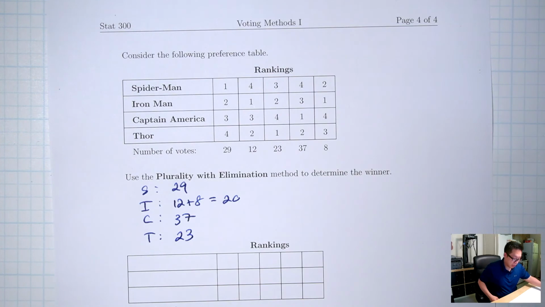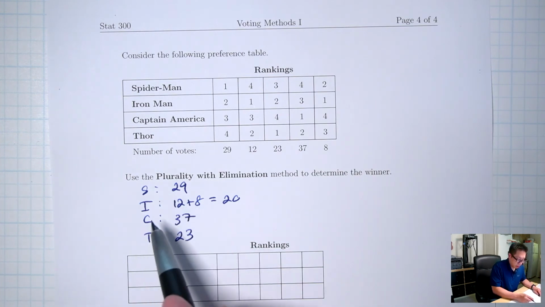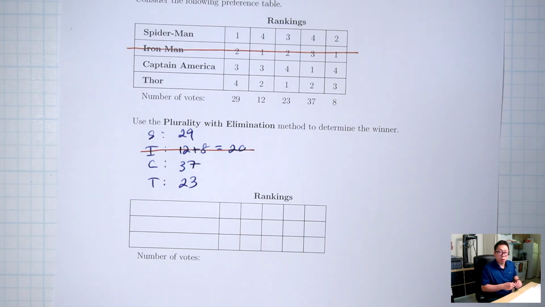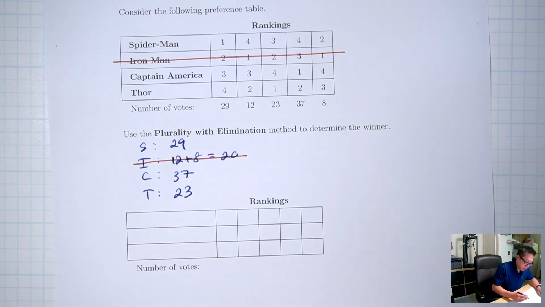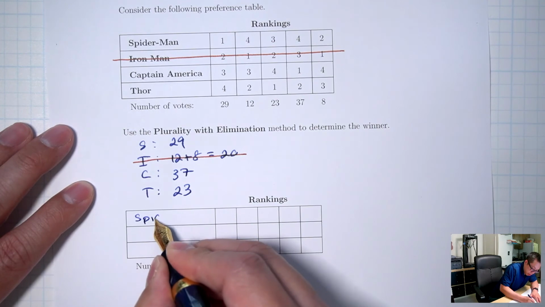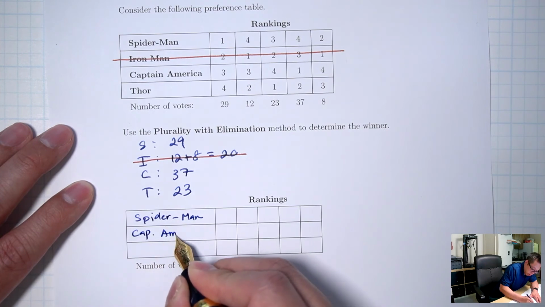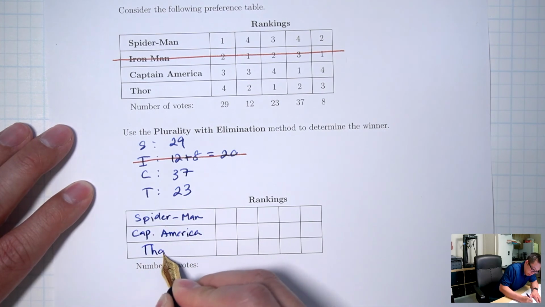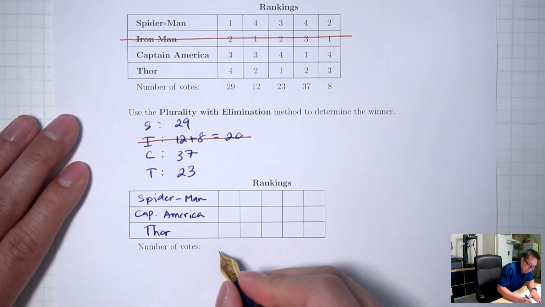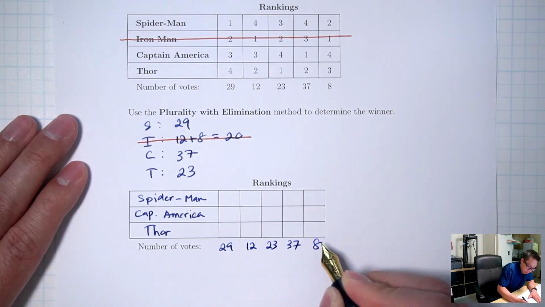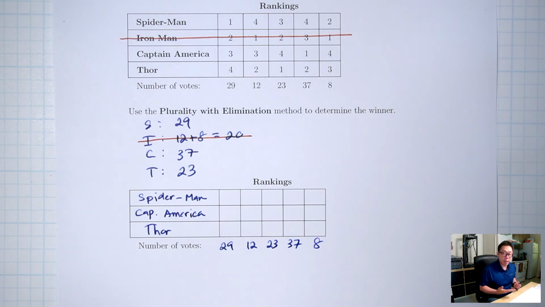Somebody gets eliminated. Who gets eliminated? Looks like Iron Man gets eliminated. For our new ranking, we just have Spider-Man, Captain America, and Thor. The numbers at the bottom will stay the same. And then the new rankings. Because we only have 3 candidates left, the rankings should only involve 1, 2, and 3. I should not see a 4 at all. Okay, so go through column by column.